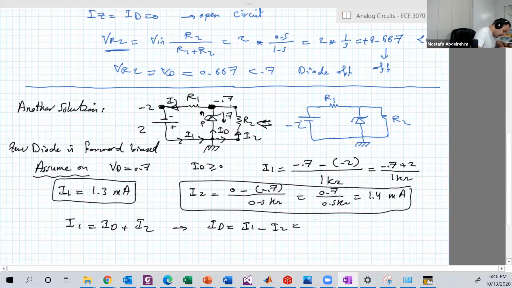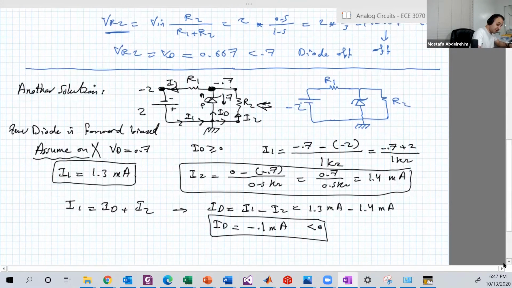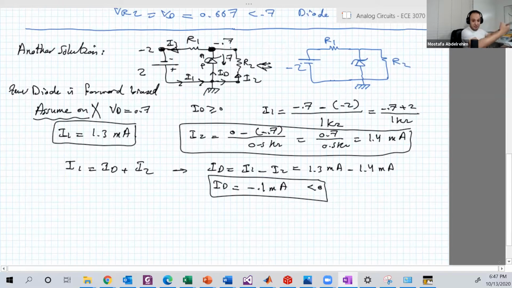I1 is 1.3 milliamperes. I2 is 1.4 milliamperes. So ID, unfortunately, is minus 0.1 milliamperes. Negative. So the assumption is incorrect. And we know that for sure because from the first solution, we know that it's off. Okay? So assume off.